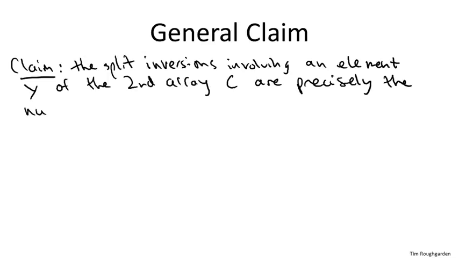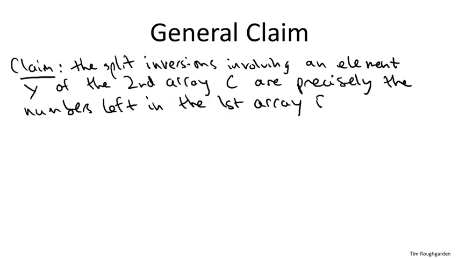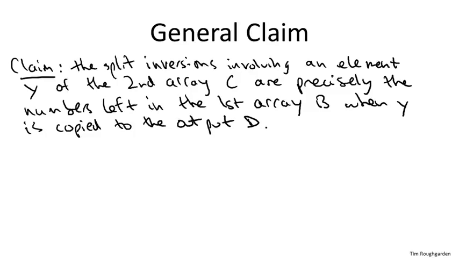So on the right array, C, we had the elements 2, 4, and 6. Remember, every split inversion has to, by definition, involve one element from the first half and one element from the second half. So to count the split inversions, we can just group them according to which element of the second array they involve. So out of the 2, 4, and 6, the 2 is involved in the split inversions 3, 2, and 5, 2. The 3 and the 5 were exactly the elements remaining in B when we copied over 2. The split inversion involving 4 is exactly the inversion 5, 4, and 5 is exactly the element that was remaining in B when we copied over the 4. There are no split inversions involving 6, and indeed the array B was empty when we copied the 6 over into the output array D.